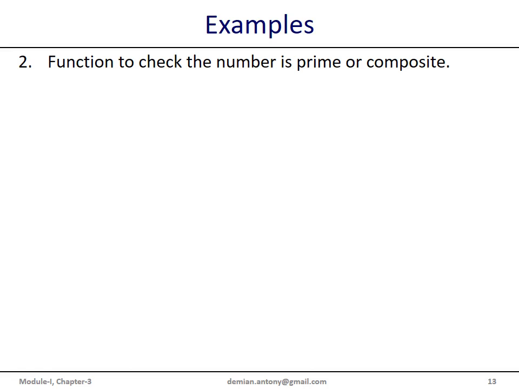For example, 3 is a prime number. We don't find any divisor which is less than 3 other than 1. And 4 is a composite number because we find a divisor, that is 2. 2 into 2 is 4. That's why it is a composite number. We can compute that number with the help of other numbers. Let us write the program to check whether the given number is prime or not.